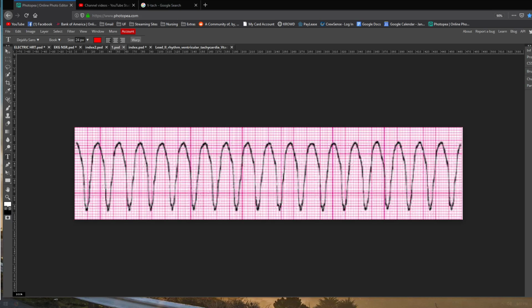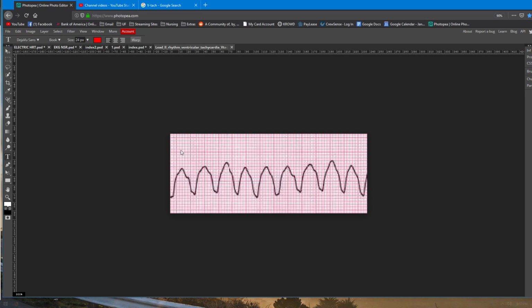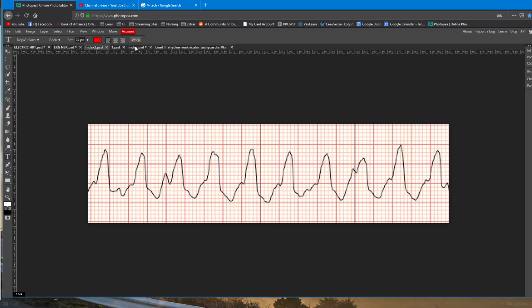Alright, y'all, let's go ahead and talk about ventricular tachycardia. The best way to look at this rhythm is to see it. I mean, just look at this. This is insane. Ventricular tachycardia is commonly pulseless, but if you have a pulse, that's kind of important. So you're going to want to check a pulse on this patient.